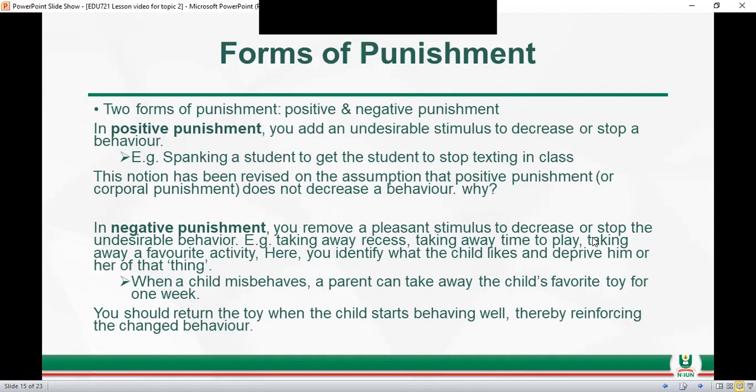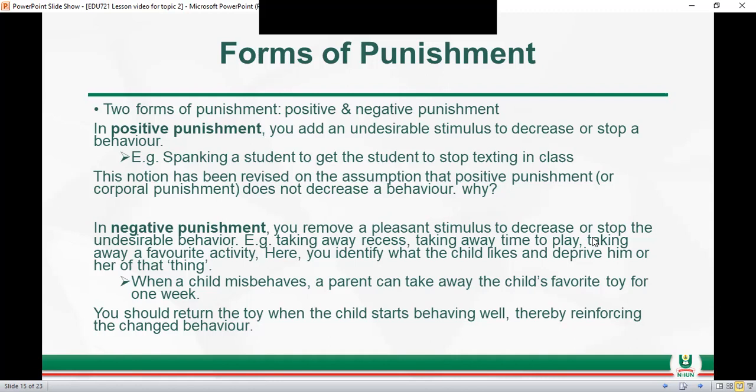You can take away that toy. Look at it. In negative punishment, you remove a pleasant stimulus. The pleasant stimulus there is that toy, in order to stop the undesirable behavior, in order to stop the bad behavior. Probably that child did something wrong. You remove the toy.